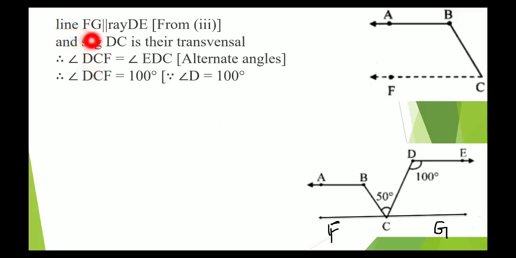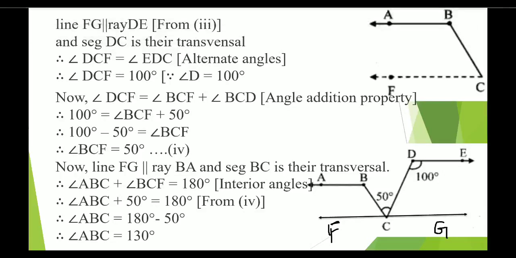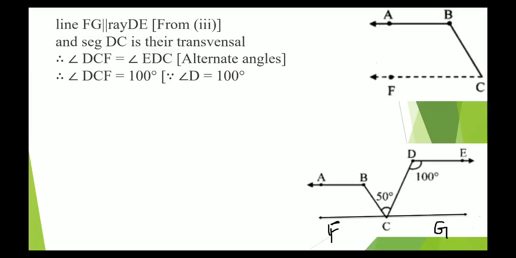Next, line FG is parallel to DE. We are going to take only these two. FG, where is FG? FG is parallel to DE, where DC is the transversal. So what is an alternate angle formed here? Angle DCF, like this, DCF. DCF is equal to EDC by alternate angle.